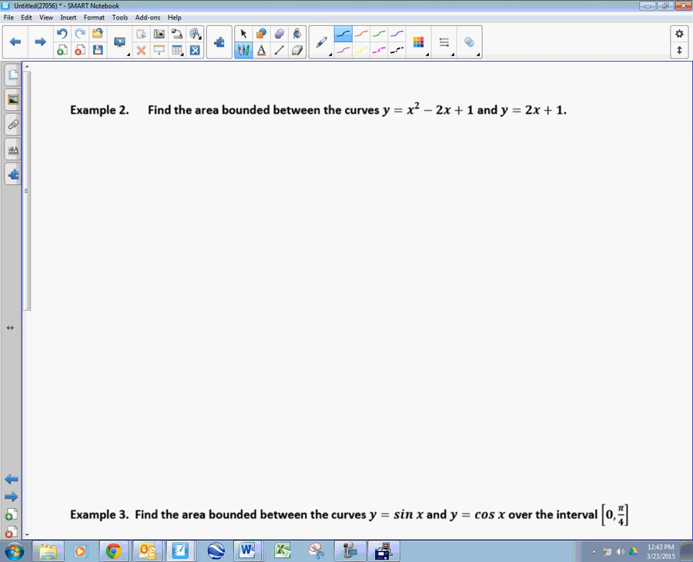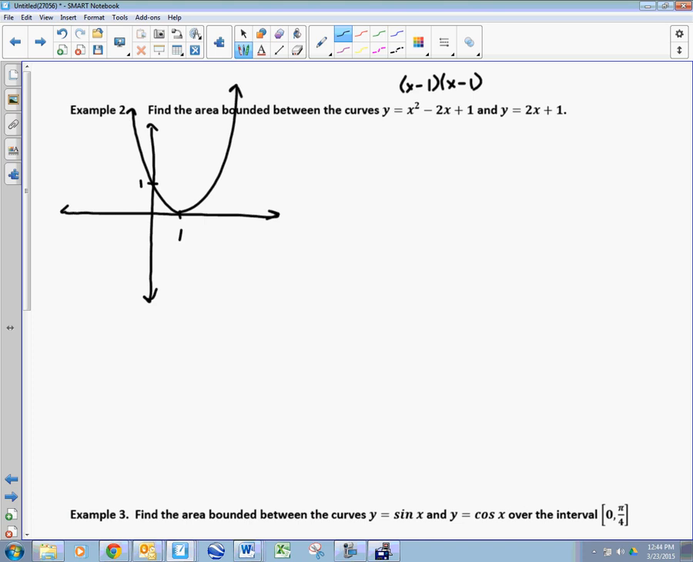X squared minus 2x plus 1 does factor to x minus 1 times x minus 1, right? So that means it has a double root at 1. As you want to come up with the graph, remember if you're doing a parabola, negative b divided by 2a, or in this case, the x-intercepts were easy to find. So I know it has a y-intercept of positive 1. I know it has an x-intercept of positive 1, double root, so it's just going to touch and bounce off. And 2x plus 1 is a line that has a slope of 2 that's going to pass through 1. So something like that.